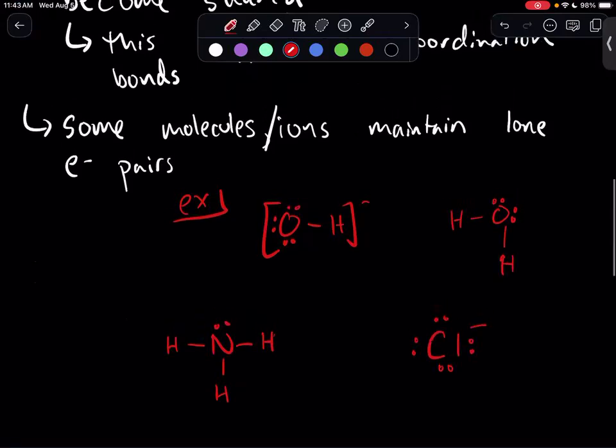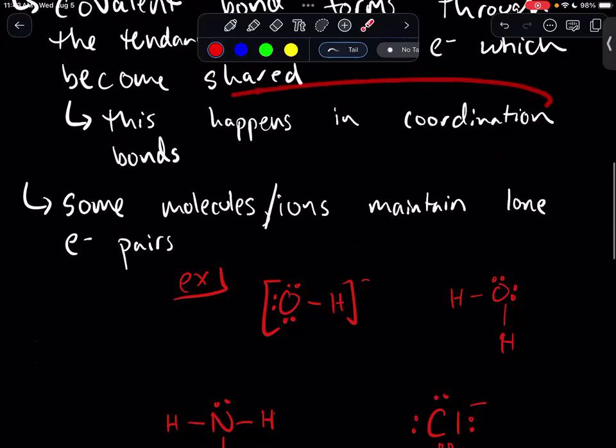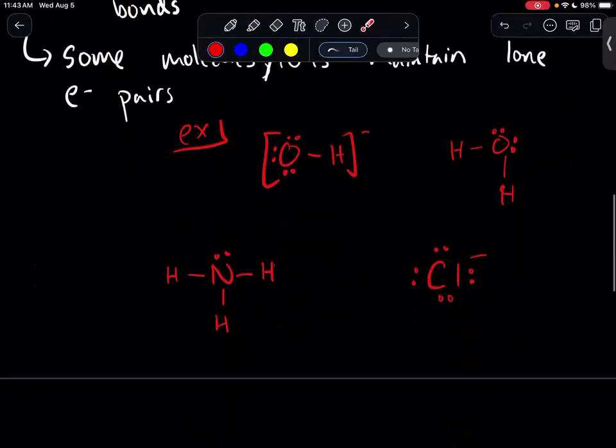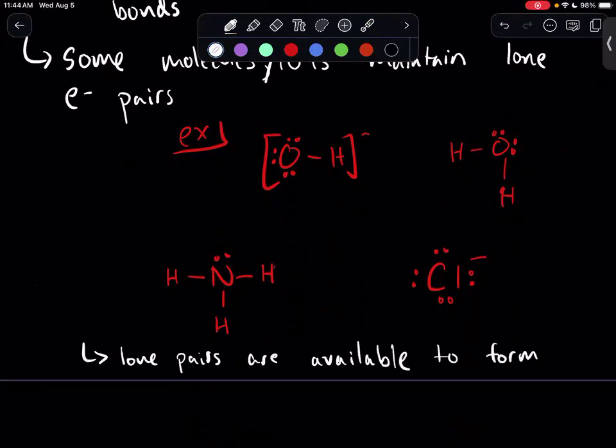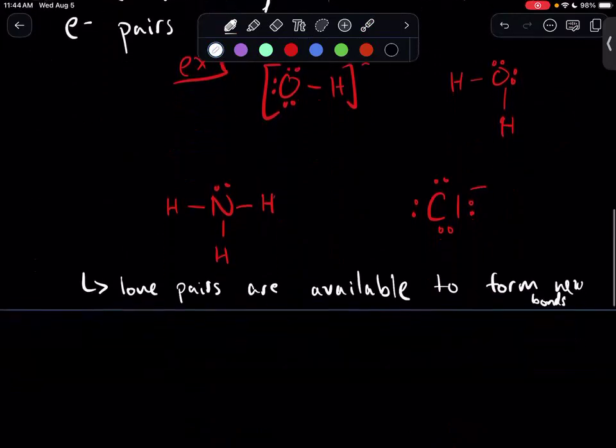Now, when we looked at things like coordination bonds, we know that electron pairs can be used to form new covalent bonds. And we're going to be referencing that as we move through this section. Specifically, that lone pairs are available to form new bonds. So these lone pairs are there and they're actually able to start forming some bonds. So how do they do that?